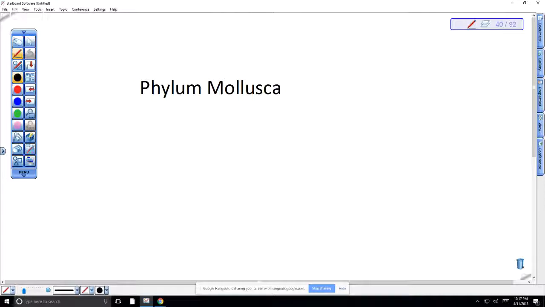Okay, so today we're going to continue our discussion of the different major animal phyla that we see. And so we're going to start talking about today the mollusks. And we did a dissection on Monday of the squid, and that is an example of a mollusk. So one of the interesting things about organisms within this phylum is that they are very diverse in their structure.